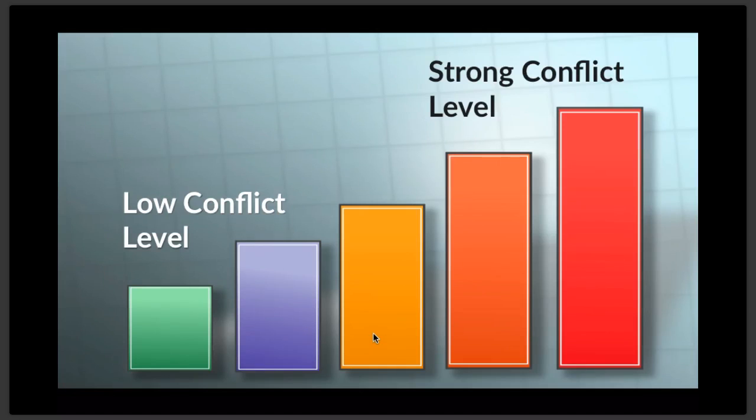Something I want you to be thinking about when you think about conflict is think of it as a continuum. Instead of drawing a line across, I wanted to show you low conflict is as important as strong conflict, depending on the type of story that you're writing.